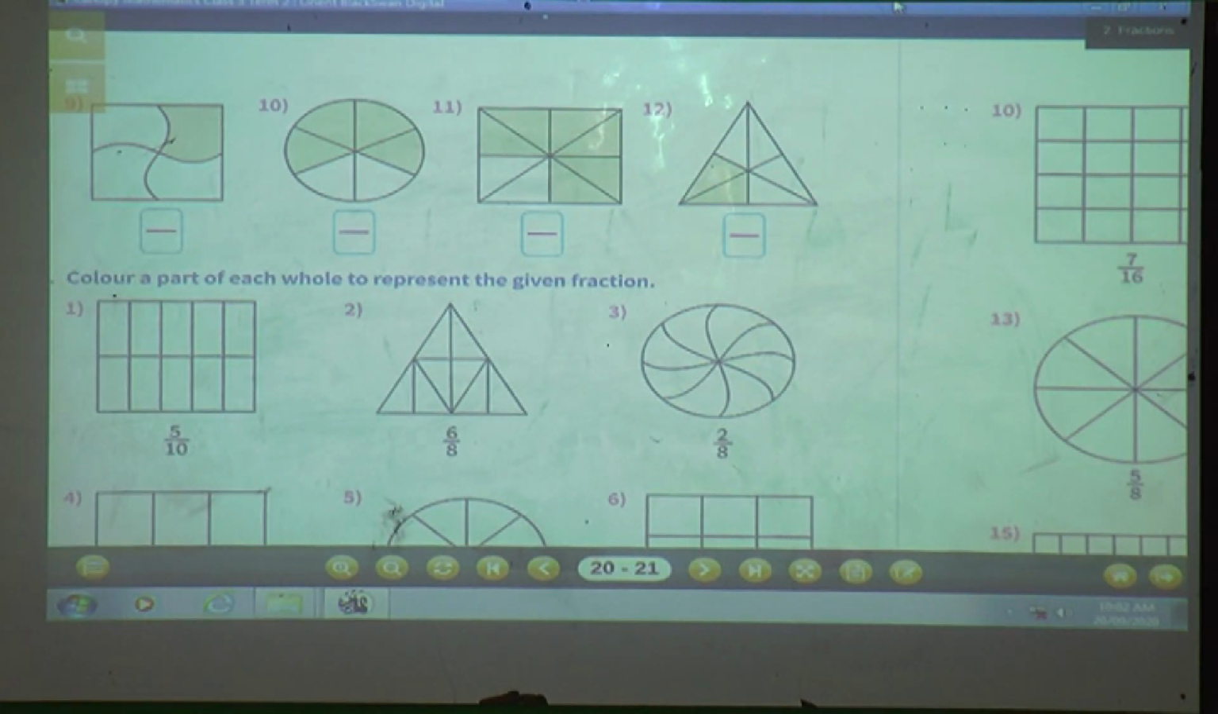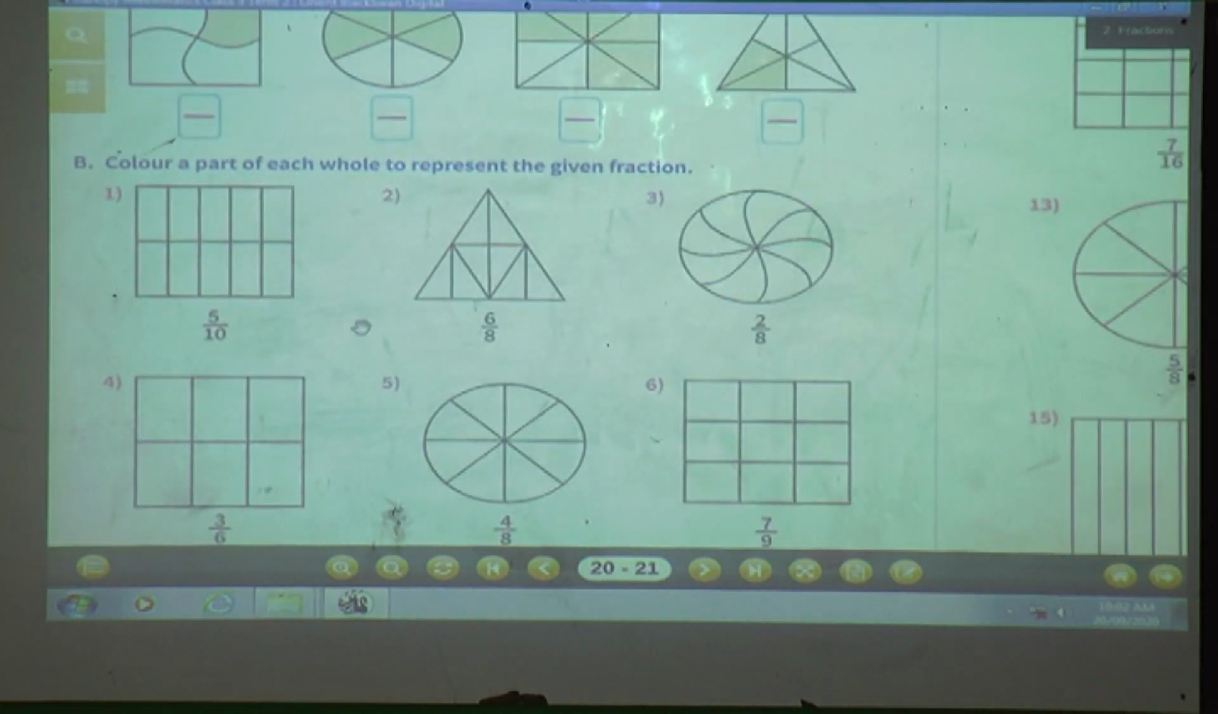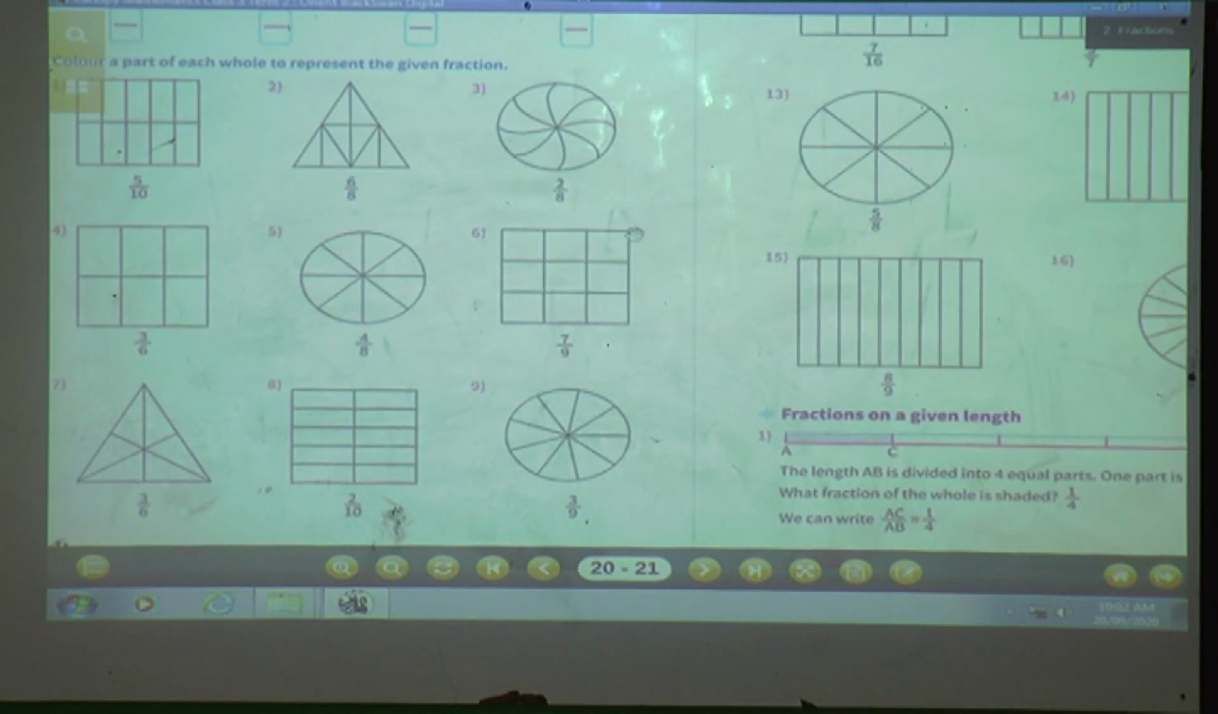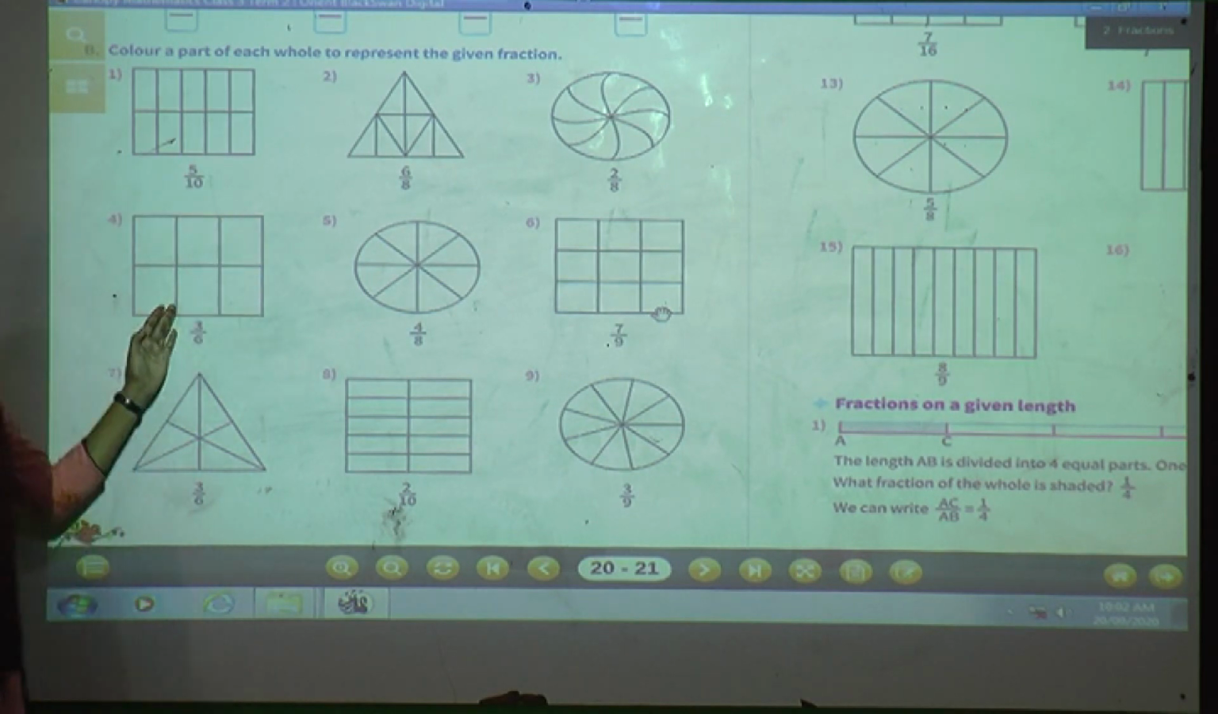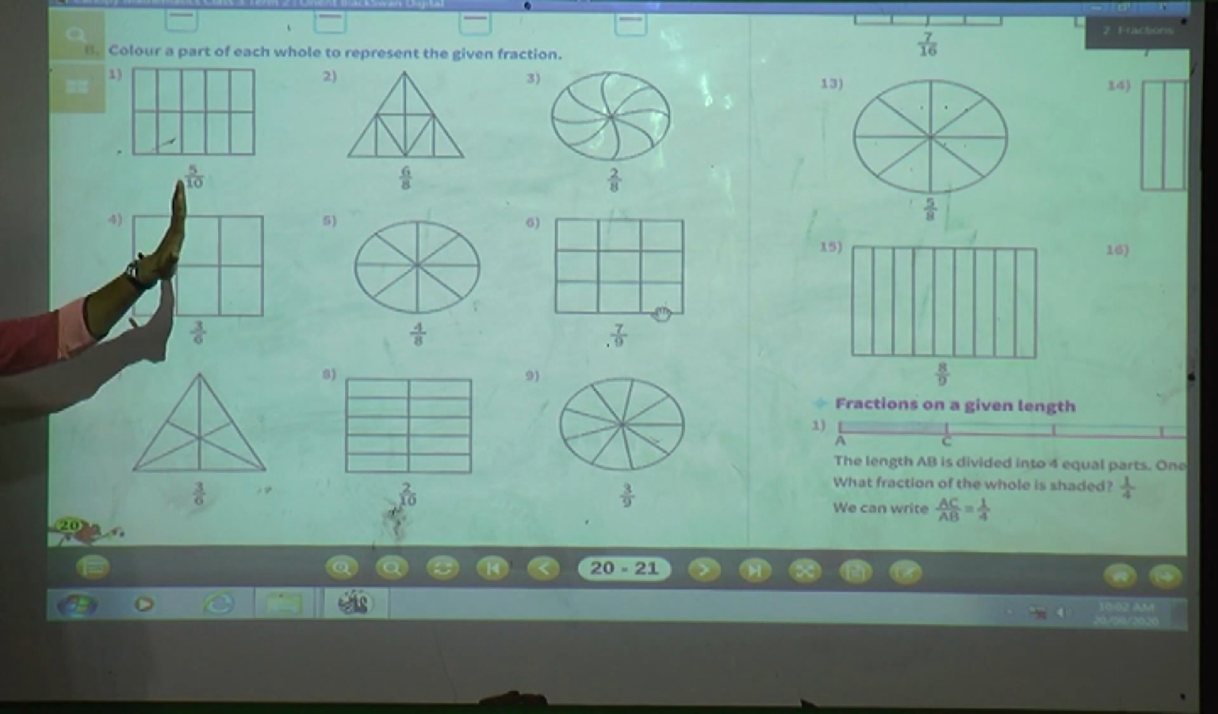Read the question. What is the question? Now see students, color a part of each whole to represent the given fraction. Now here they had given us a fraction, and we have to show that fraction in the given figure.